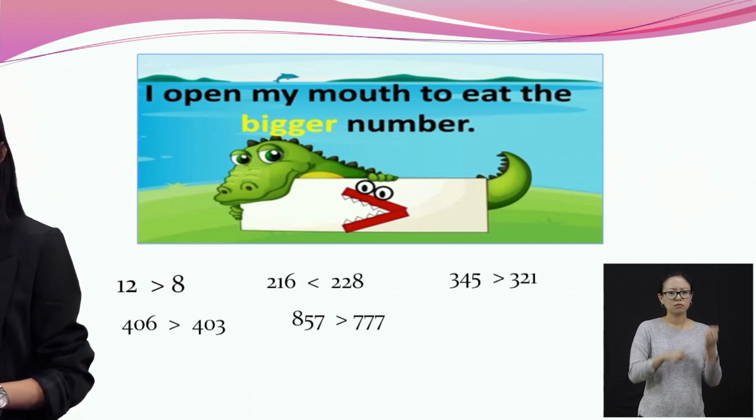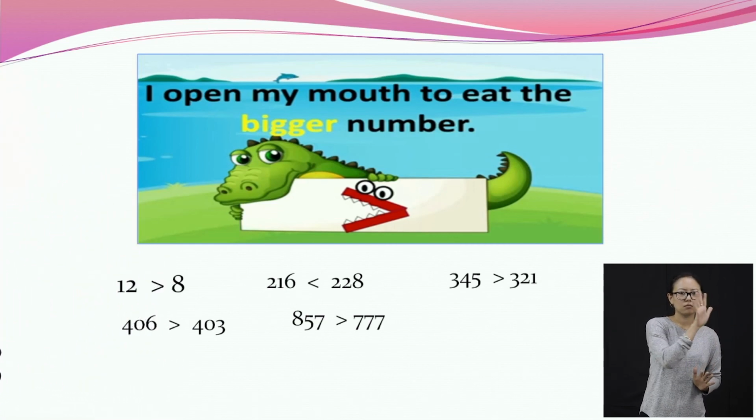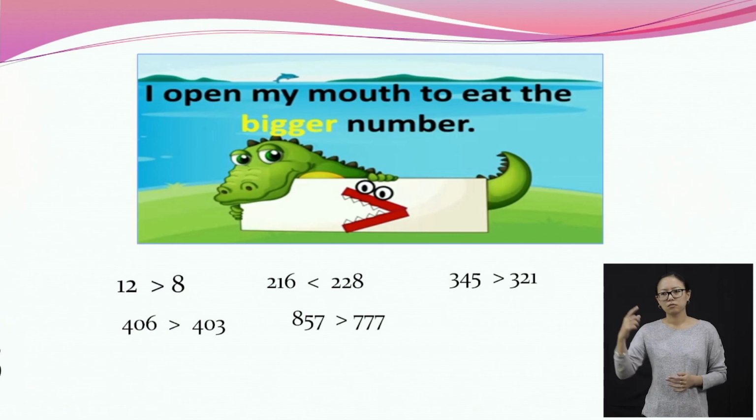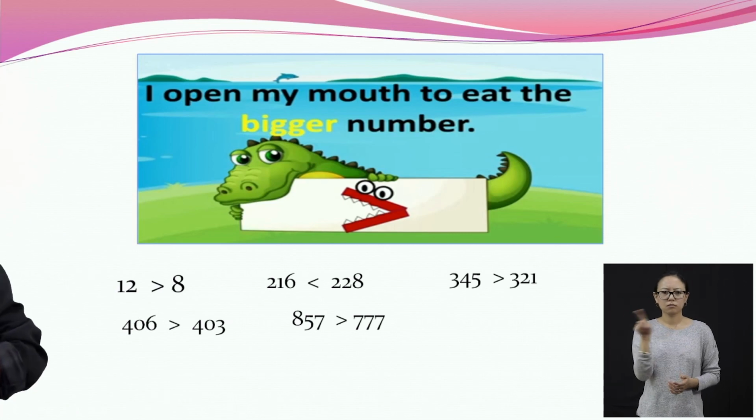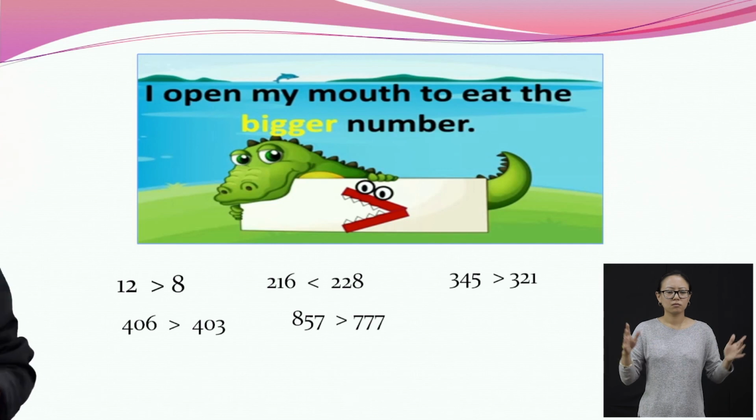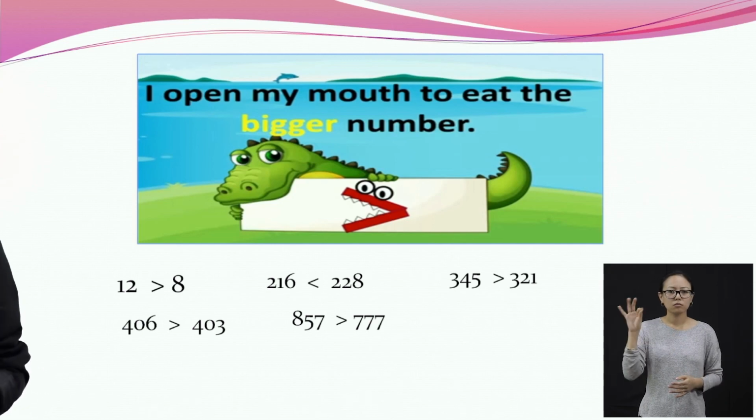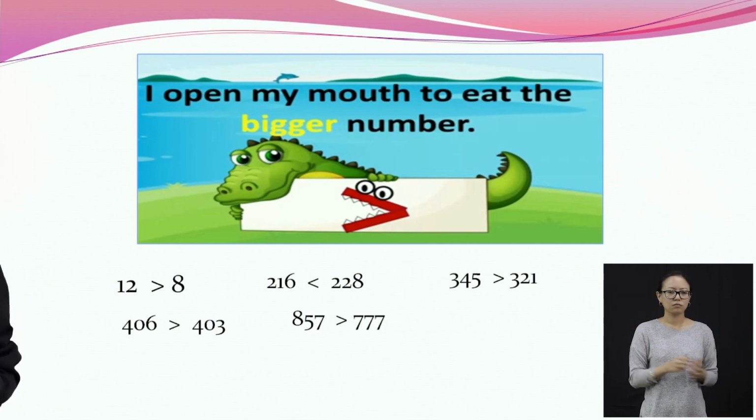The last one, 857 and 777. Which number is greater? 857 is greater than 777.